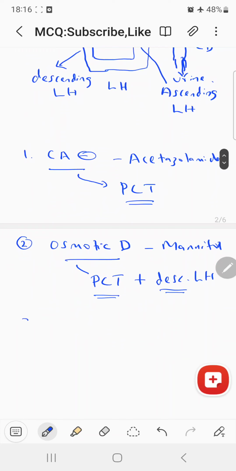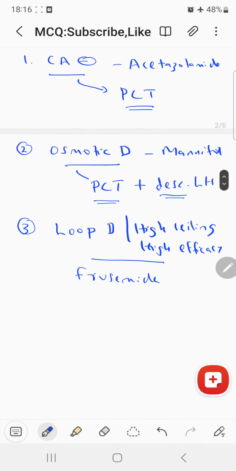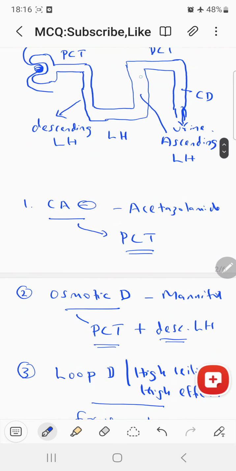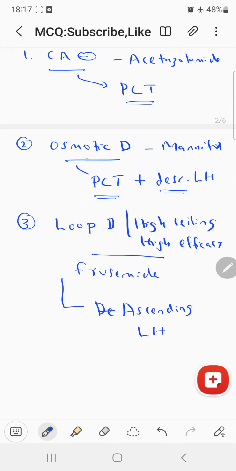Now coming to the third important diuretic, the loop diuretics. Loop diuretic is also called a high ceiling diuretic, or a high efficacy diuretic. The main example is furosemide. They are strong diuretics, and the site of action is this thick part of the loop of Henle where the maximum reabsorption happens. So the site of action of loop diuretics is the ascending loop of Henle, whereas the descending loop of Henle is the site of action of osmotic diuretics.